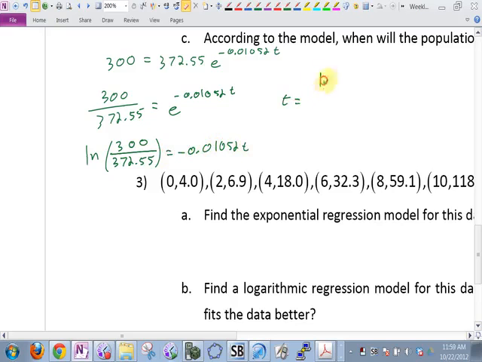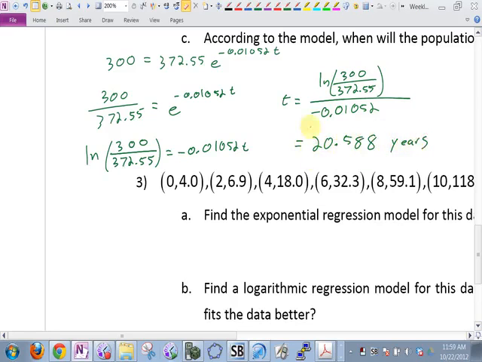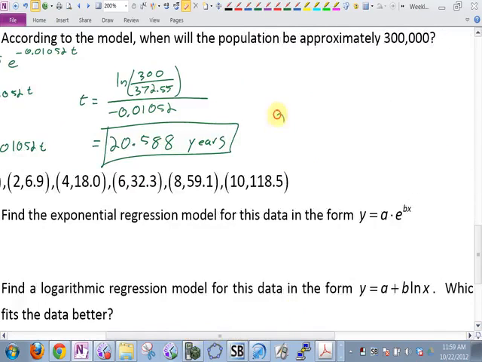So your answer is going to be the natural log of 300 divided by 372.55, all divided by a negative 0.01052. If you type that in your calculator, you should have gotten this, which was great, and then a lot of you actually specified it as a year, which I think would have been 2010, but I was more interested in that decimal number. 20.588. Any questions over that one?